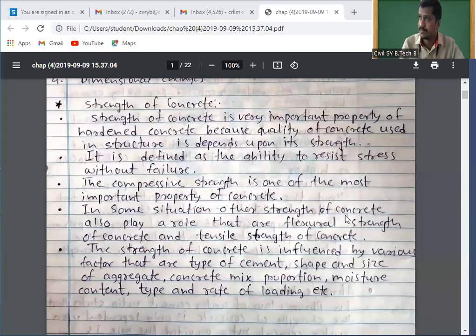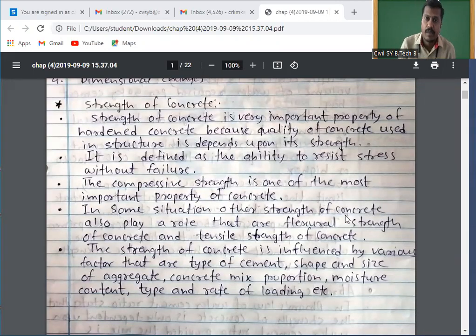Now, what is stress? Stress is nothing but the load acting on a concrete body with respect to the given area. Load divided by area, you will get the value of the stress. The ability to resist the load sustained by the body before its failure is nothing but its strength. Again, I am trying to simplify it.